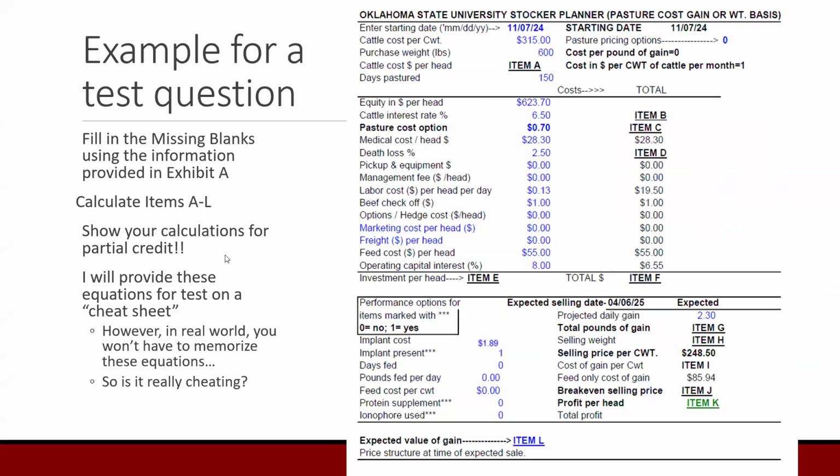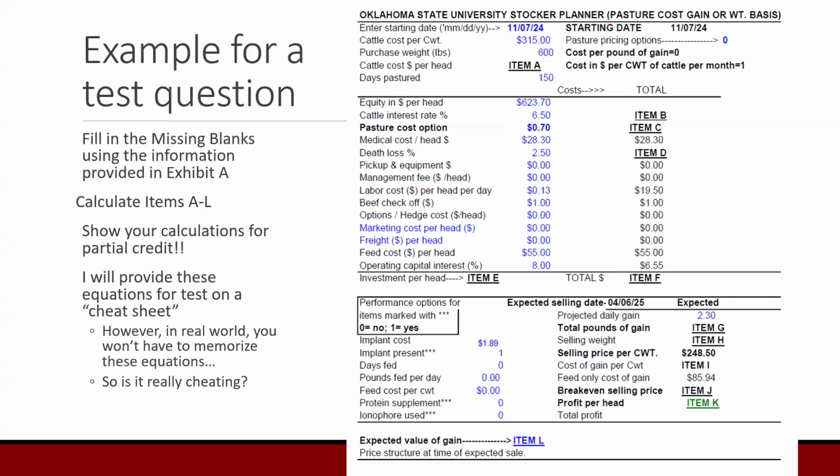So this would be an example of what I would give you on the exam. You'd have the equations and you'd make these calculations. I would ask you, what is item A, B, C, D, E? Investment per head, F, G, H, I, J, K. Make sense? I'm giving you the equations because I don't think it does any value to memorize these types of things, but how to apply them is the important thing.